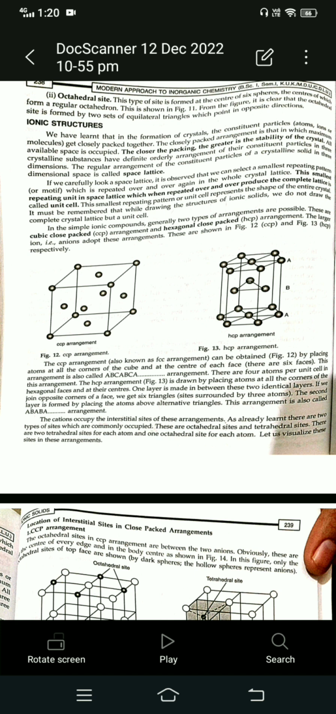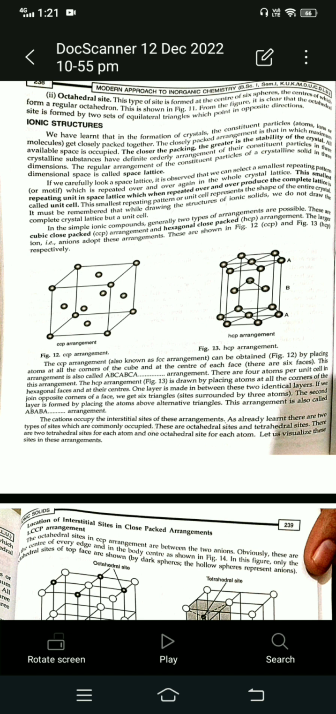These are cubic close packed (CCP) arrangement and hexagonal close packed (HCP) arrangement. The larger ions, that is, anions, adopt these arrangements. The CCP arrangement, also known as FCC arrangement, can be obtained by placing atoms at all the corners of the cube and at the center of each face. There are six faces. This arrangement is also called ABCA arrangement. There are four atoms per unit cell in this arrangement.